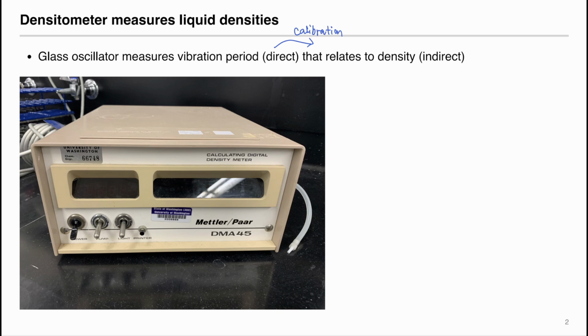Briefly, to measure the density of the liquid, we inject the liquid into the glass oscillator that is like a U-tube all the way around. And then it will indirectly give us the density measurement on the panel.